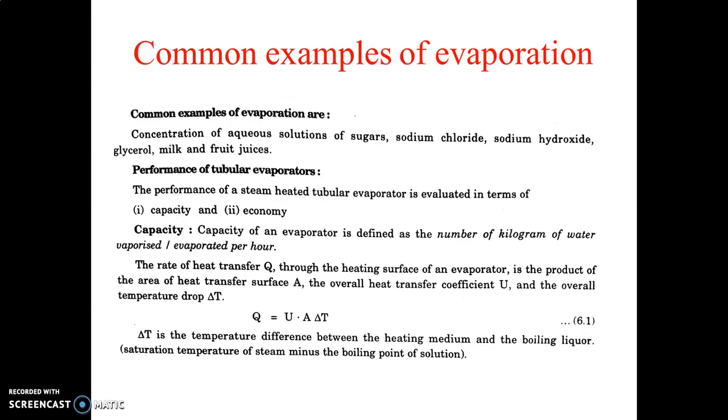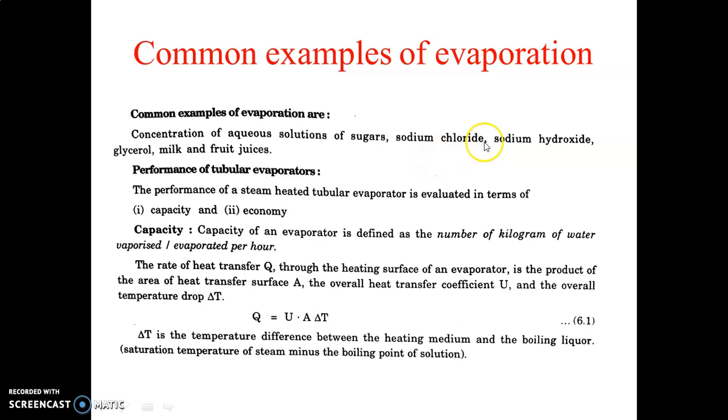Then we will discuss the common examples of evaporation. I have already told that the aqueous solution of sugar, before it enters the evaporator, is a weak or dilute solution. Weak solution means dilute solution. Aqueous solution means it contains water. We don't require that much water, so you have to concentrate that solution. So evaporators are used in the sugar industry.